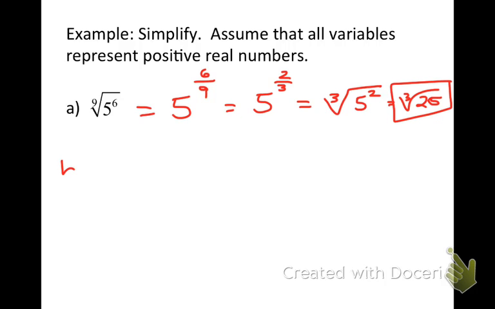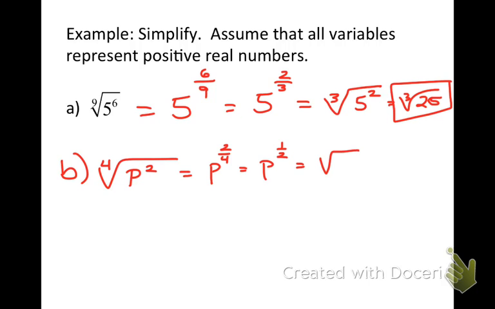So what about if we had the 4th root of p squared? And we're asked to simplify that. As a fraction, what would it be? P to the 2/4, which is 1/2. Convert it back. That would be what? Just the square root of p. Last one. Here we go.